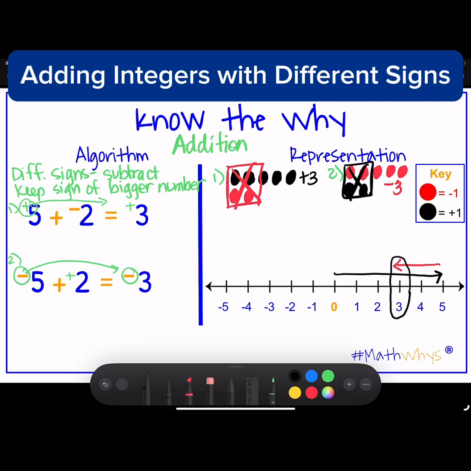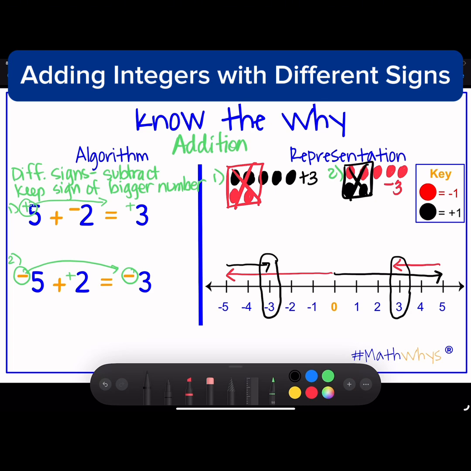And then we have negative 5, where we start out and we are in the hole, negative $5. And then we are going to add $2. So we're going to pay $2 on that debt. So we're going to come back in the positive direction, and we're going to end up at negative 3. We are still in debt, but not as much in debt.